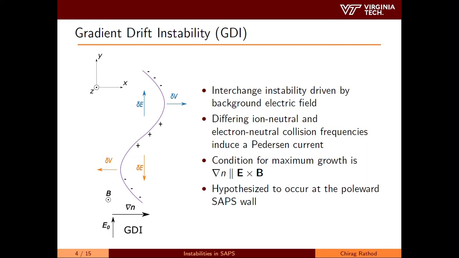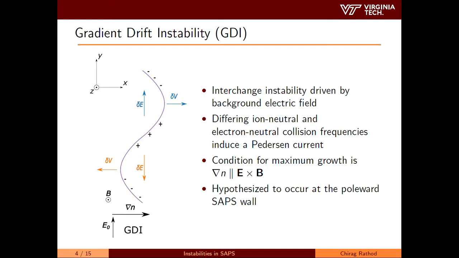In our case, we're going to be looking at everything from the reference frame of the neutral atmosphere. So the background electric field is driven by the neutral wind, in a manner such that E equals U cross B. And another requirement is you need to have a difference in the ion-neutral and electron-neutral collision frequencies. What this does is induce a Pedersen current.